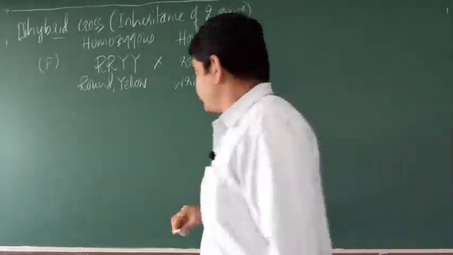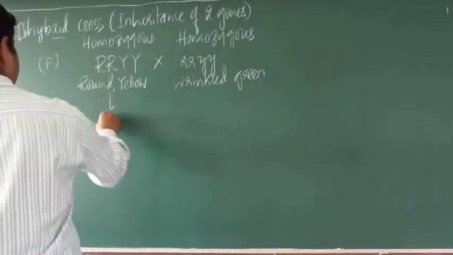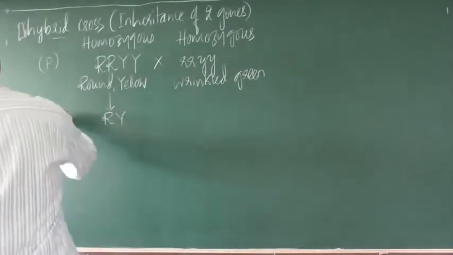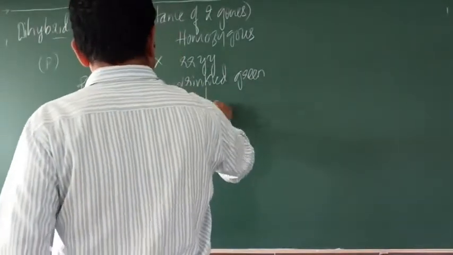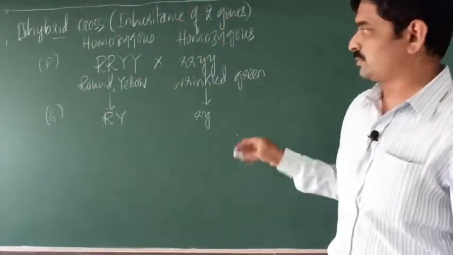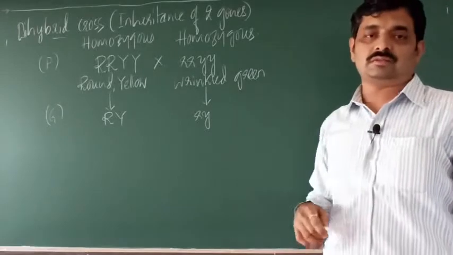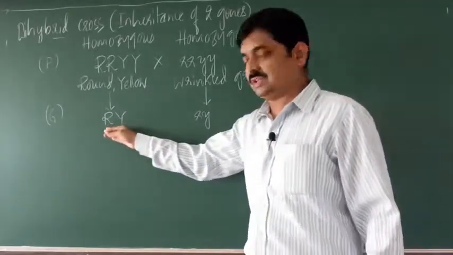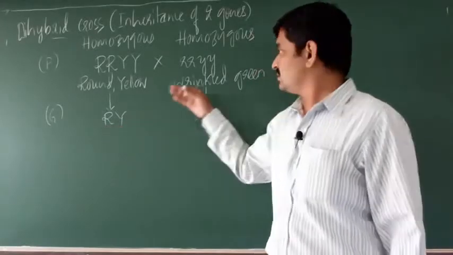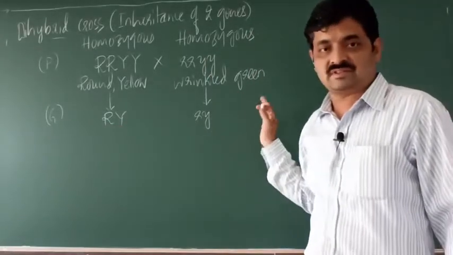Now the gametes. So these are the gametes which are produced. Since they are homozygous, they produce one type of gametes. So gametes will have these genes, and in this case the gametes will have these recessive genes.